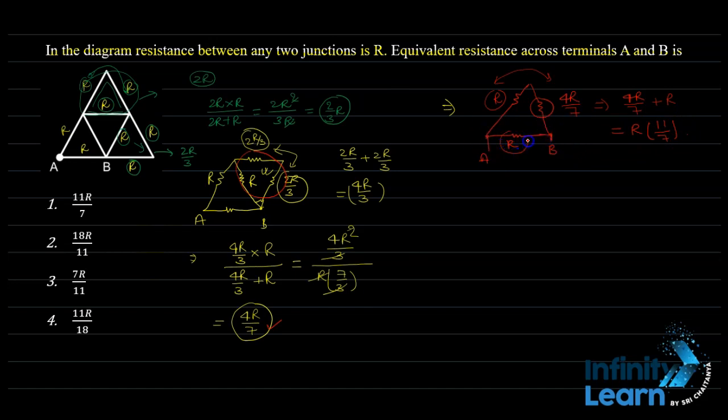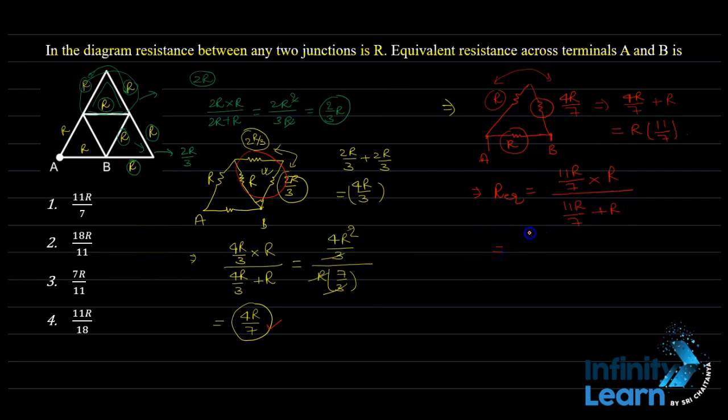Okay, so here the series resistance is 11R by 7, and this resistance is again connected in parallel to the resistance R. So now the parallel resistance with resistance R can be written as, this is the equivalent resistance of the circuit, so that can be written as 11R by 7 into R divided by 11R by 7 plus R.